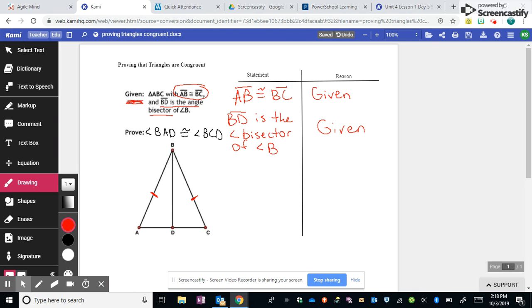Now we have to think, what does angle bisector mean? Angle bisector means that BD, the line in the middle, goes exactly in the middle of angle B. So that means if it's in the middle, the two sides are going to be equal to each other. So we will have those two angles congruent. So we can say angle ABD is congruent to angle CBD because of the definition of an angle bisector.